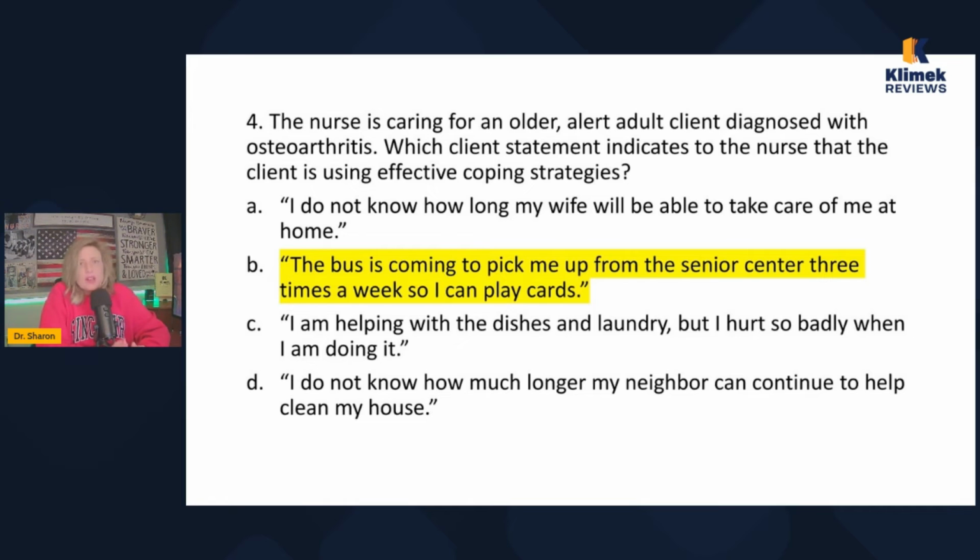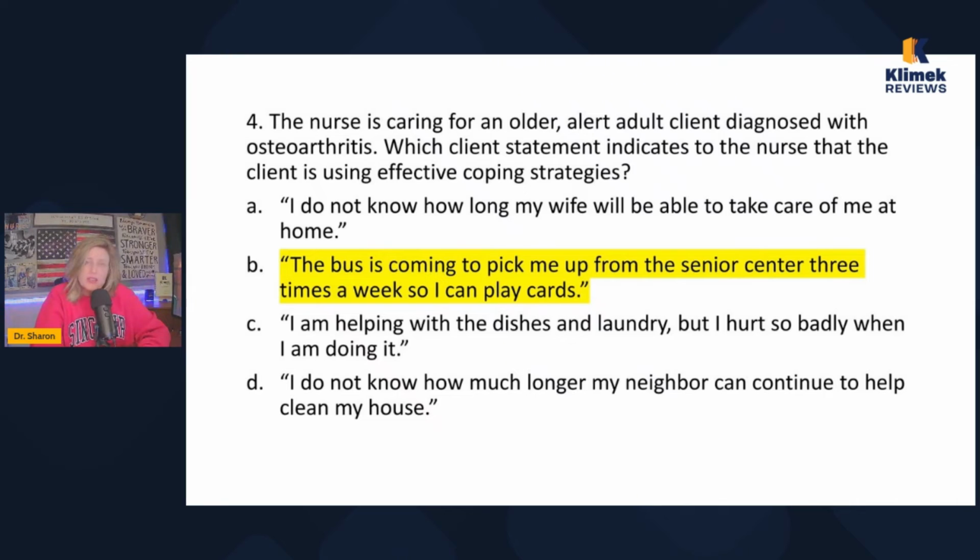So even though I don't know how B relates to osteoarthritis specifically, it is a statement of coping. This is what I'm doing in order to achieve my goal. So apparently the goal is to play cards, and I'm getting the bus to get there. I included this one here just so that you can see how you can read a question. Even if you don't know what the question is asking, you do know what a coping method or a coping strategy is.